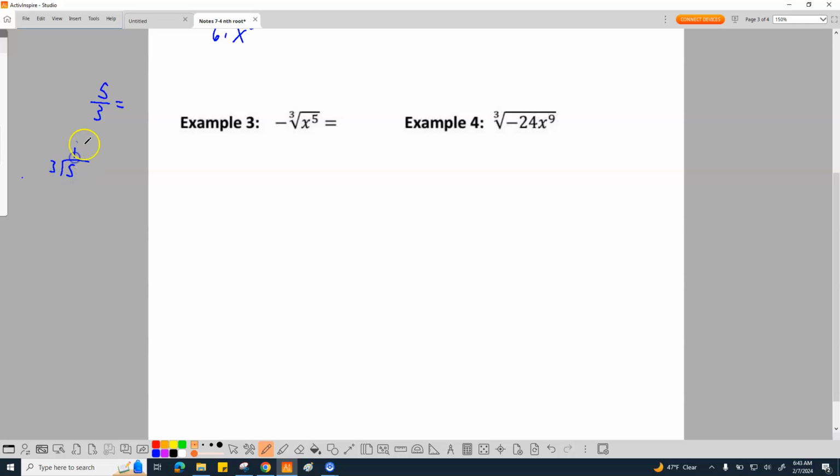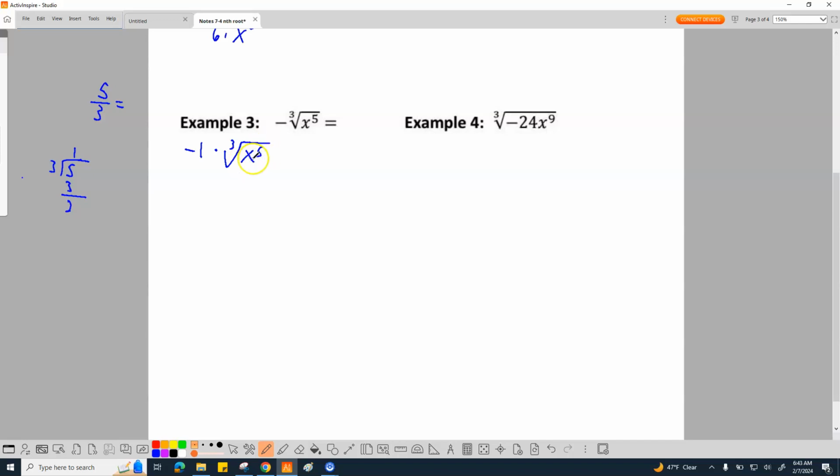Well, I can divide 3 into there one time, and then when I subtract it out, I'm going to have a remainder of 2. So it goes in one full time, and then I'm going to have a remainder of 2. I'm going to show you a faster way to do it, but let me show you what I mean first. So I'm going to have that negative. That negative is actually a negative 1 sitting in front of there, times the cube root of x to the 5th.